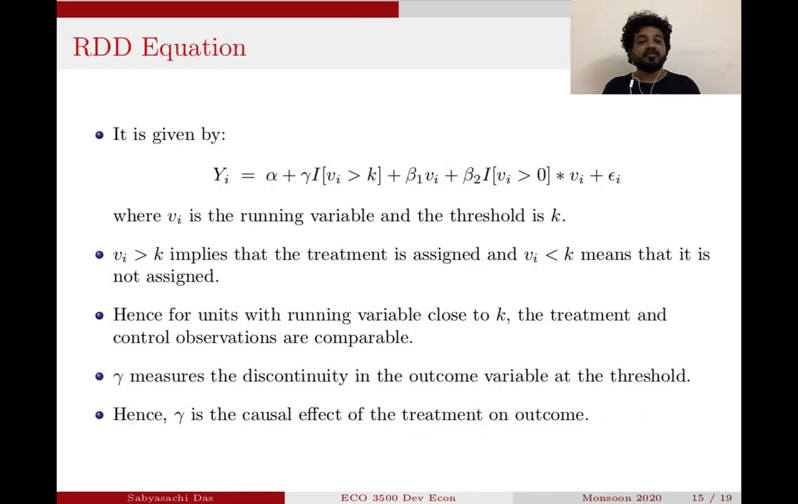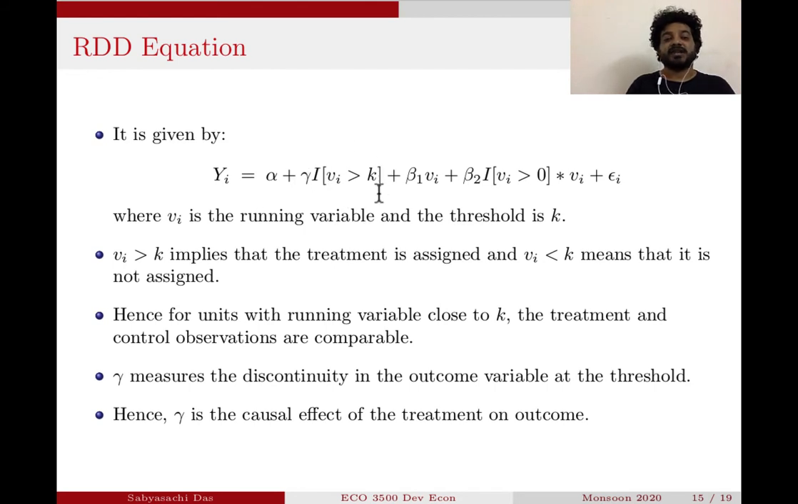So let me show you the regression equation. Suppose Vi is the running variable. So in the case of, say, the Brazilian example, i is the municipality, and V is the population in the municipality, okay? And K is the threshold, so K is 40,000. So if population in municipality i is bigger than 40,000, then this is a dummy value. That dummy value takes 1. So that's your treatment. This is an indicator variable, which takes value 1 if Vi is bigger than K, and it takes value 0 if Vi is less than or equal to K.